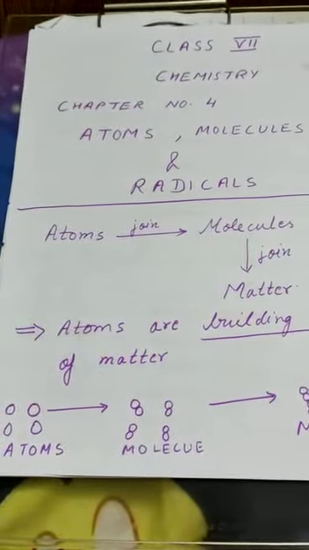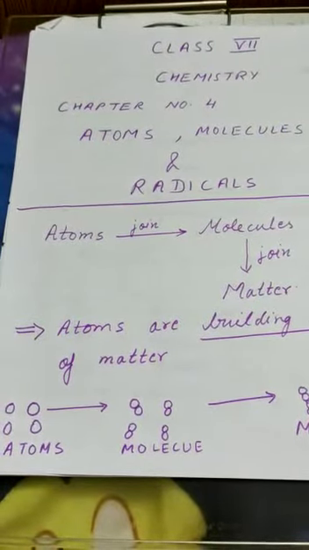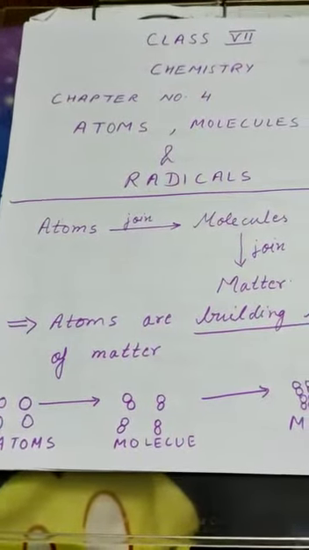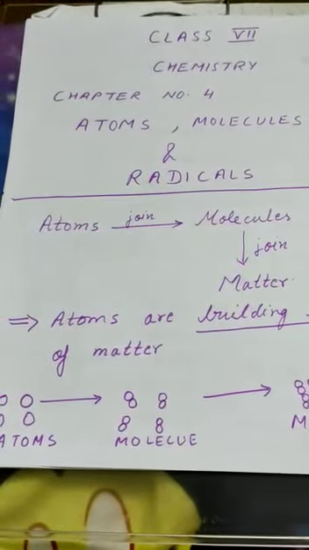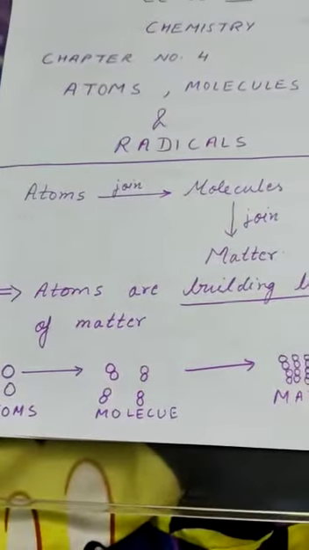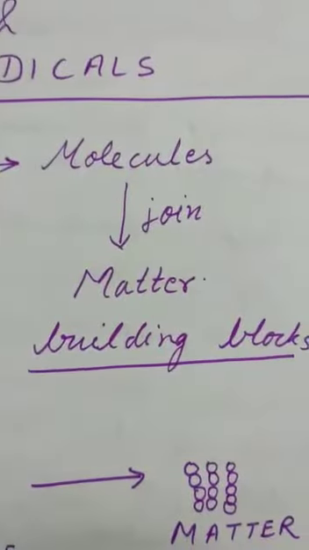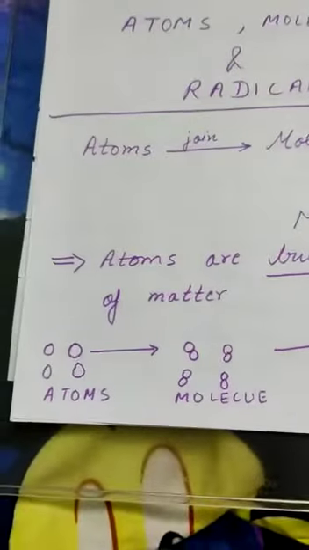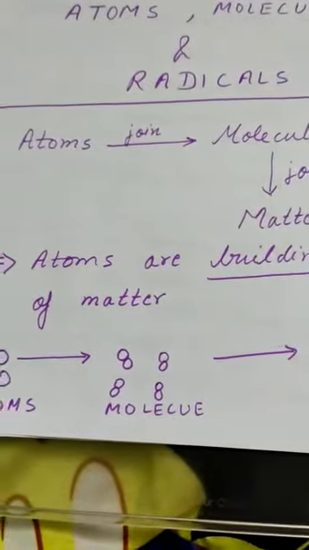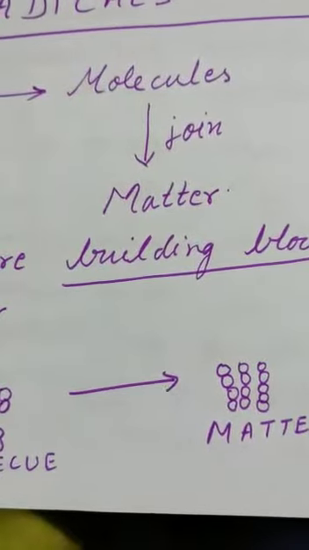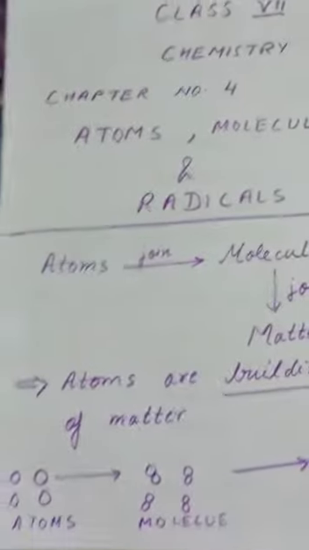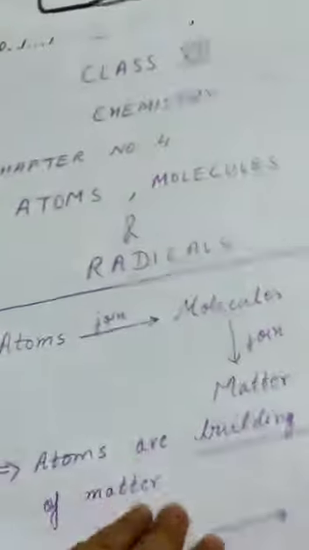So dear students, atom is the smallest unit of an element. Atoms join to form molecules and molecules join to form matter. So we can say that atoms are building blocks of matter. Here in the picture it is clear there are a number of atoms. Atoms join to form molecules and molecules join to form matter. So students, atoms are the building blocks of matter.